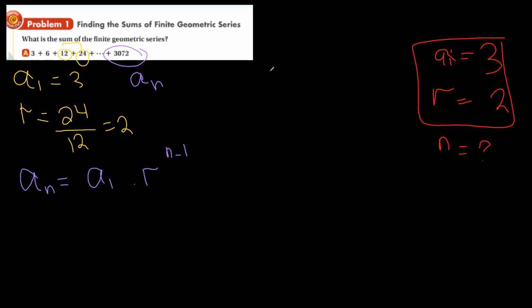Now, a sub n is a sub 1 times r raised to the power n minus 1. This is my explicit formula, and it can help me find the number of the terms. A sub n is 3072, a sub 1 is 3, R is 2, and this R is raised to the power n minus 1.